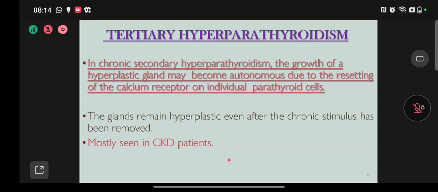Then coming to tertiary hyperparathyroidism, in chronic secondary hyperparathyroidism, the growth of hyperplastic glands may become autonomous due to the resetting of the calcium receptor on the individual parathyroid cells, and the glands remain hyperplastic even after the chronic stimulus has been removed, and this is mostly seen in chronic kidney disease patients.